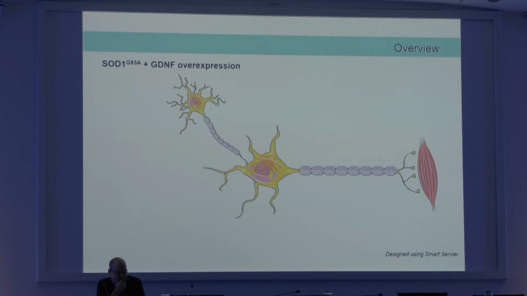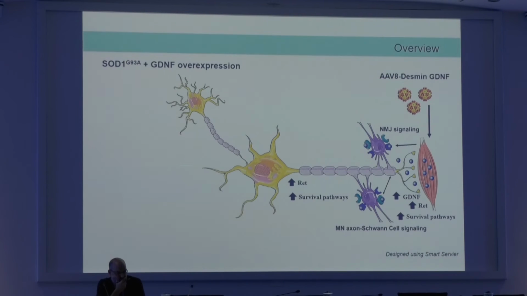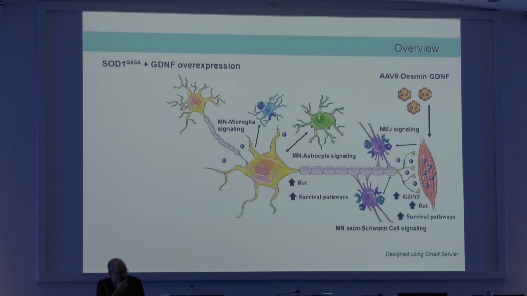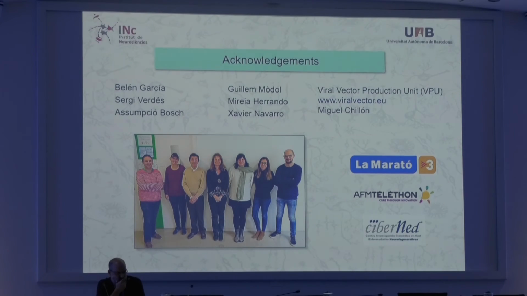So here I have shown you that by intravenous administration of this vector targeting the muscle, we could increase or activate the survival pathways both in the muscle and in the motor neurons, and protect the neuromuscular junctions as well as the motor neuron survival.